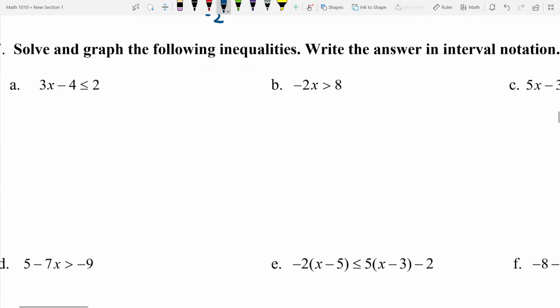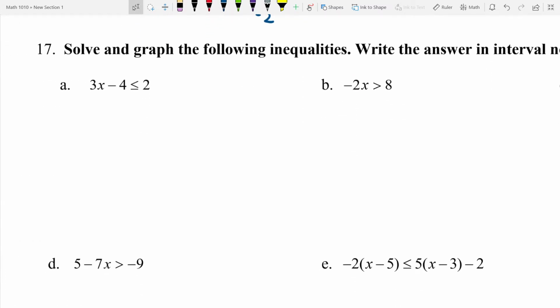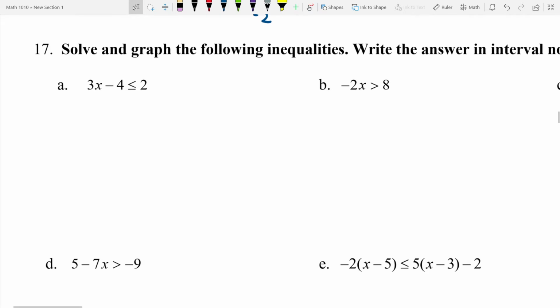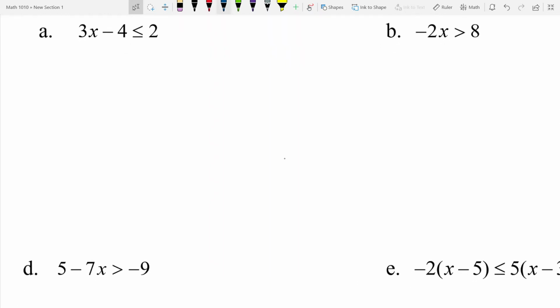Okay, here we go. Question A. Solve it and graph it. Write your answer in interval notation. Think of it as an equals. Off to the side, everybody write this down: 3x minus 4 equals 2. That's what your brain needs to see.